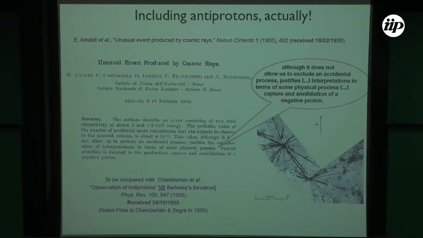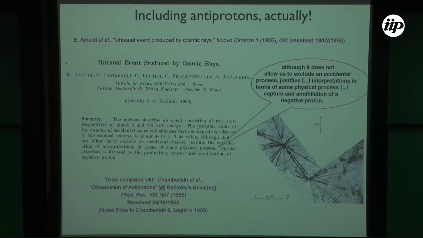Actually, even one more particle was discovered in cosmic rays, which is the antiproton. The first reported antiproton event in cosmic rays, this is a historical curiosity, by the way, comes from this Italian collaboration, and this is the star event, for which they estimate a chance probability of 4 × 10⁻⁴. Although it does not allow us to exclude an accidental process, it justifies interpretation in terms of some negative proton capture annihilation. This was a paper of February 1955, and in October 1955, the discovery of antiprotons at the Bevatron at Berkeley took place. This plate was later reanalyzed. In fact, this is an antiproton event. So they had discovered it, it's just that the statistics was not enough to make a strong claim.